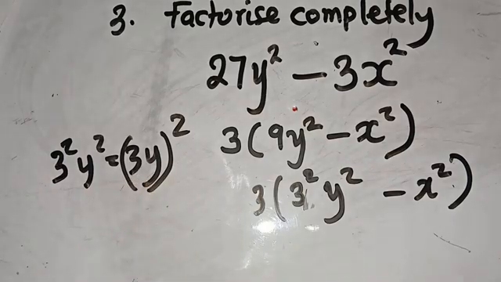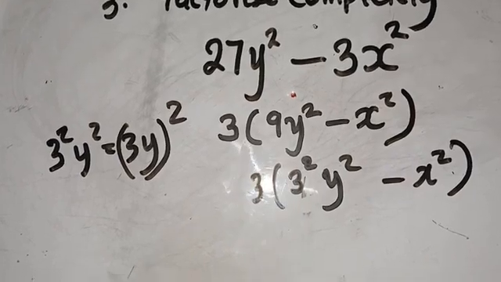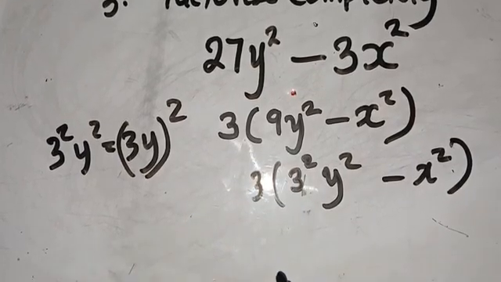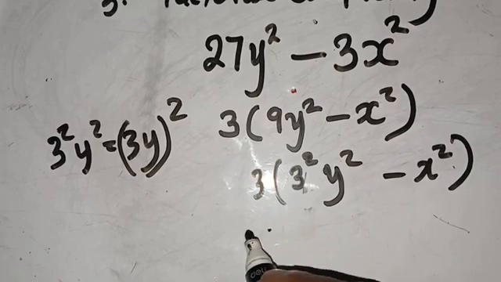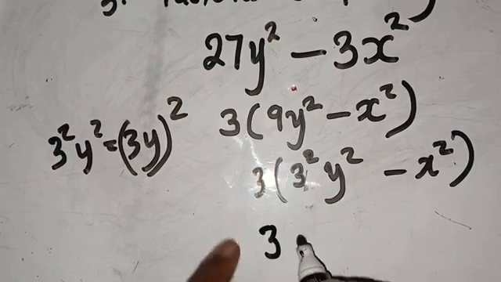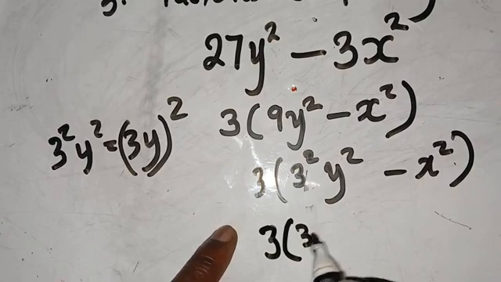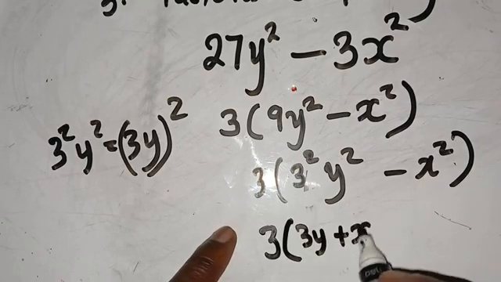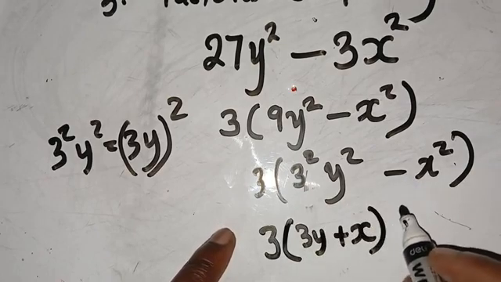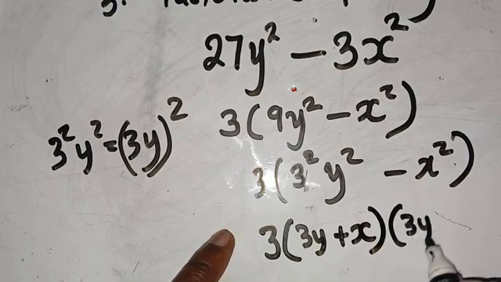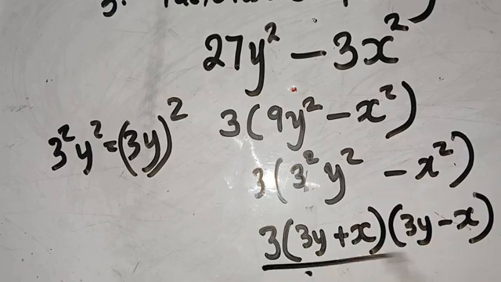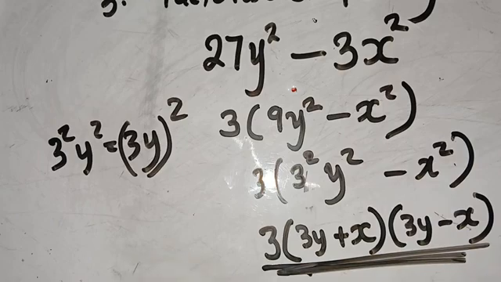So finally, we can have our answer in this form, where we'll be saying, okay, we need now to write the answer as, what are the rules of factorizing a difference of two squares? So we have 3, then we'll have (3y plus x), close brackets, and then (3y minus x), close brackets. This, ladies and gentlemen, is what is going to be our answer. I hope you're following me.